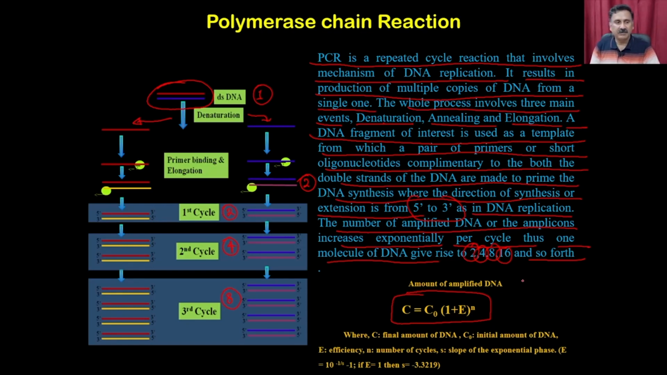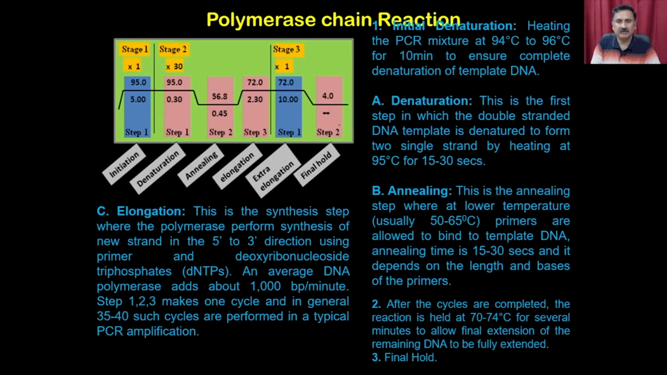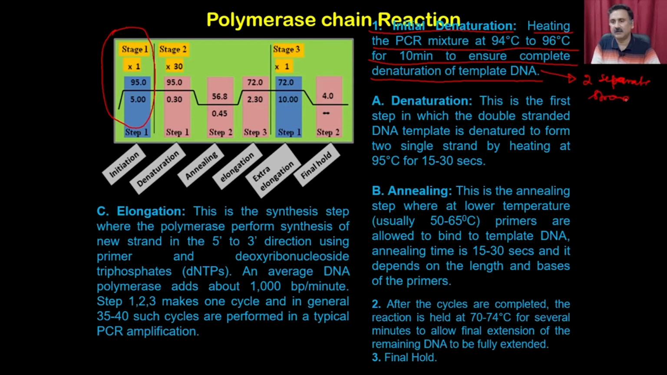How are you going to perform the PCR reactions? You're going to set up the PCR in the following steps. First, you're going to have the initial denaturation, in stage 1. In the initial denaturation, you heat the PCR mixture at 94 to 96 degrees Celsius for 10 minutes to ensure complete denaturation of the template DNA, which means you're going to have two separate strands. So the first step is the initial denaturation.